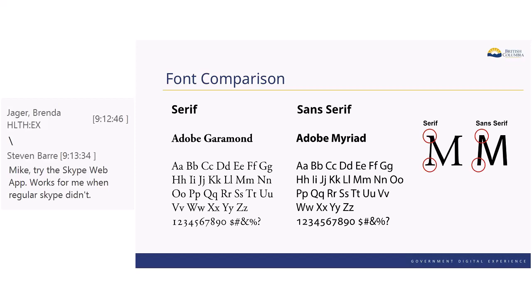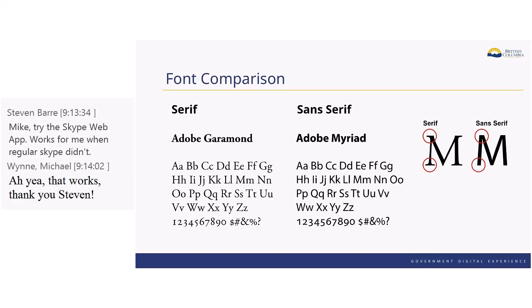And you'll see on the right of the screen, serifs are those little caps and stems that you see on the top and bottom of the letters, letter forms. Sans-serif, of course, does not have these. Garamond and Myriad are both commercially licensed software.